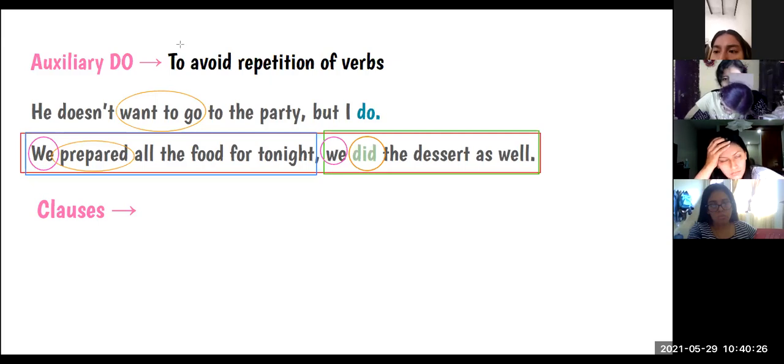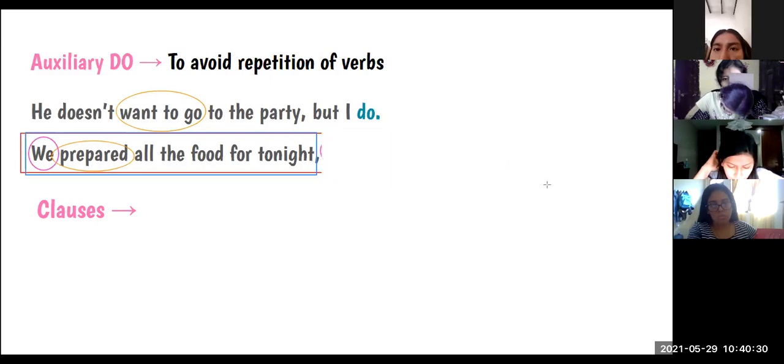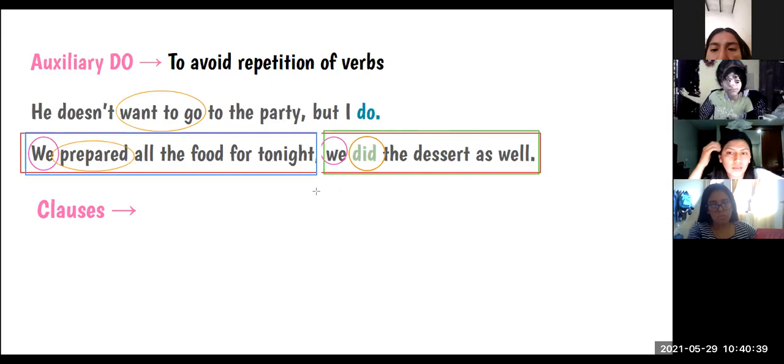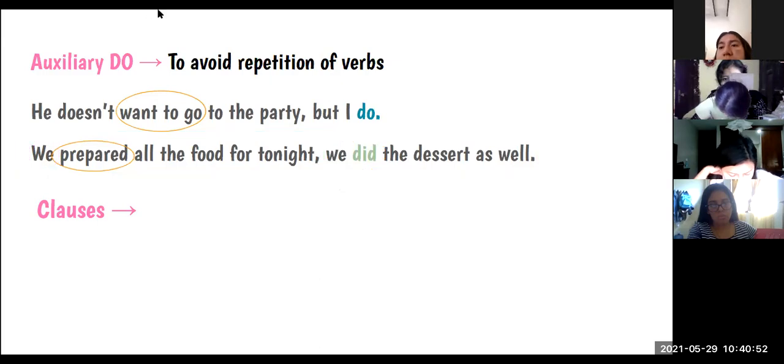As you can see in this example. Si borramos esta parte de la oración, esto es una oración, ¿cierto? We prepare all the food for tonight. But in one sentence, we can have more than one clause. We can have one or more. Okay, so this is the difference between a sentence and a clause. Any questions about clauses? So we can continue. Any doubts about clauses?